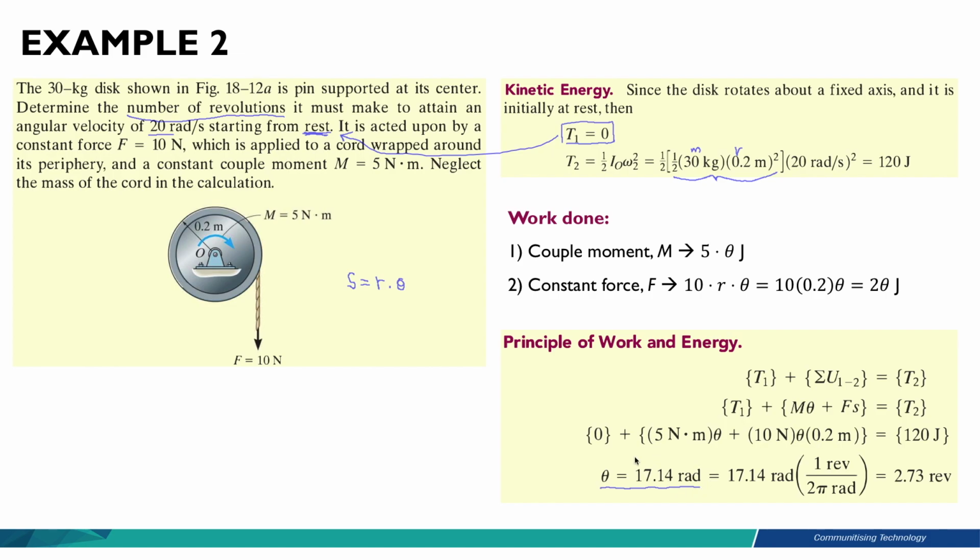And from this, we can convert it into revolutions, since 1 revolution is equivalent to 2 pi rad. 1 revolution is 360 degrees, that is equal to 2 pi rad. So we can convert from rad into revolutions. So in the end, the number of revolutions it must make to attain an angular velocity of 20 rad per second is 2.73 revolutions.